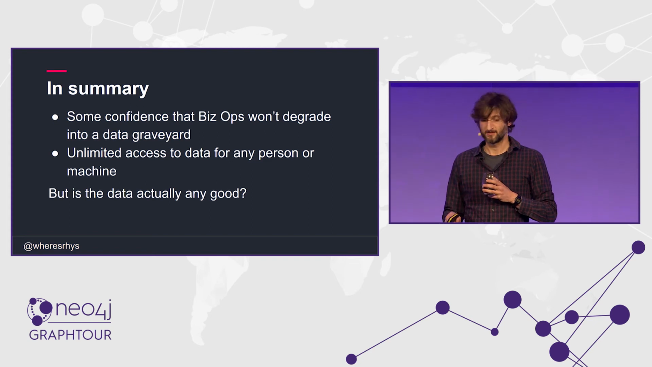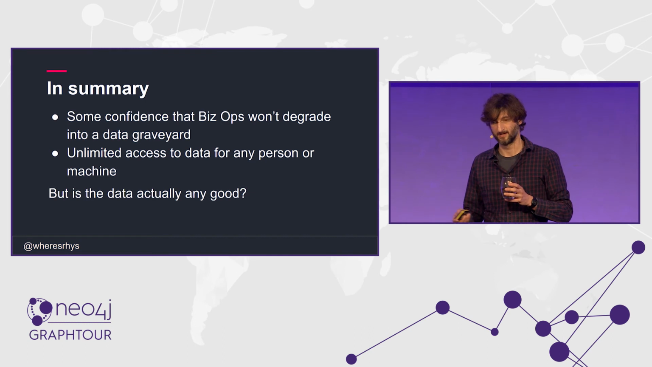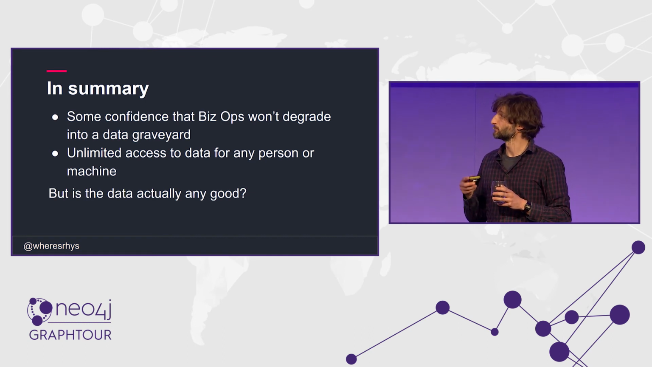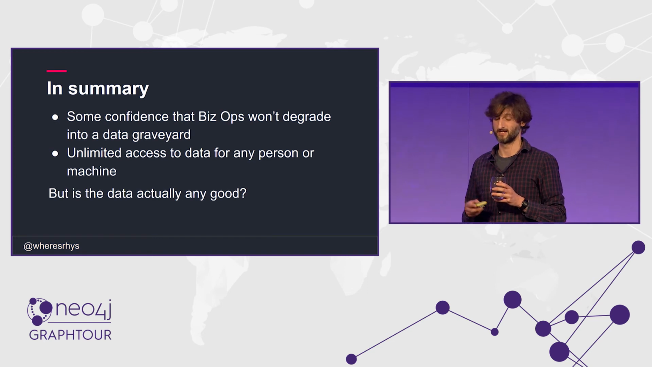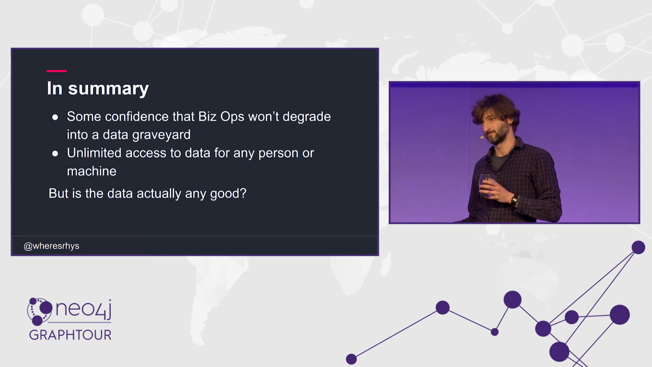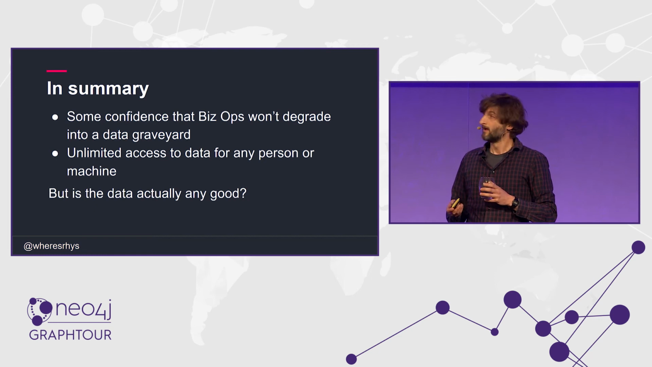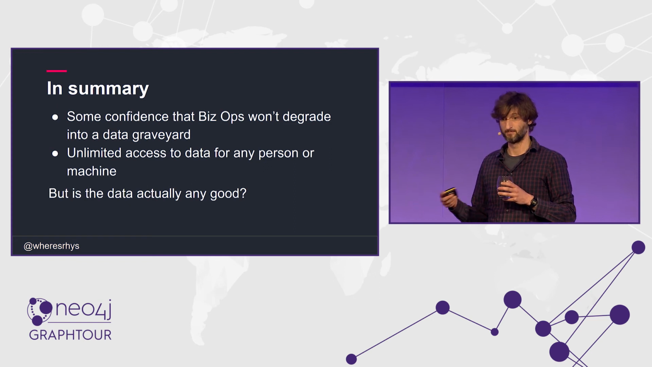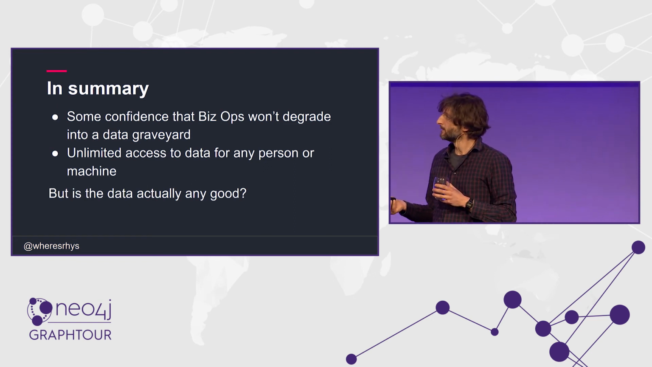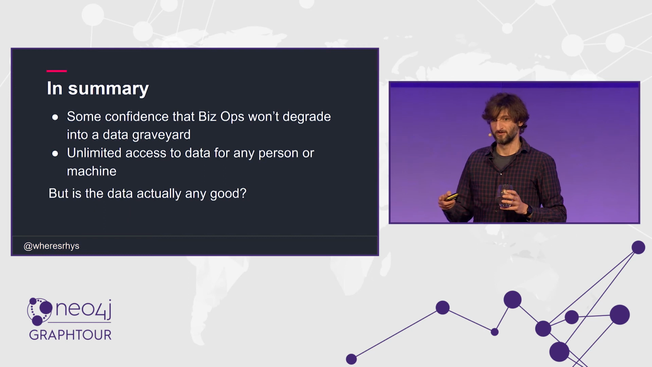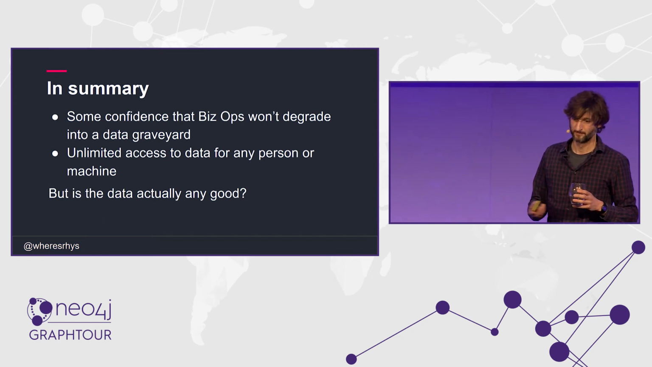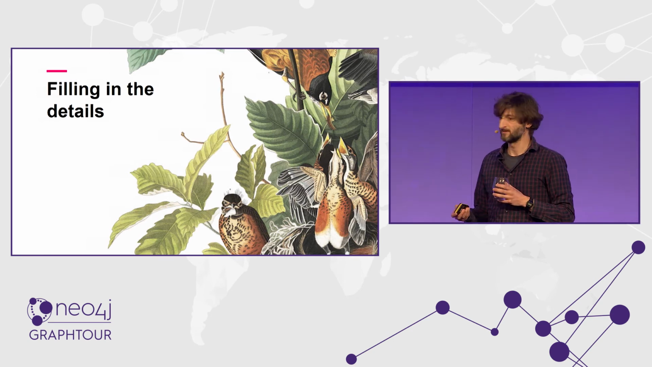So to summarize all that, because of how we're thinking about the data and how we're modeling it, we have some confidence that the data in the BizOps won't just turn into an out-of-date data graveyard. A lot more confidence than we've had with previous systems. And through GRANDstack, we're giving people unlimited access to the data for any person or machine. So that's the structure of our store, but obviously you put bad data in, you get bad data out. So how do we go about filling in the details?